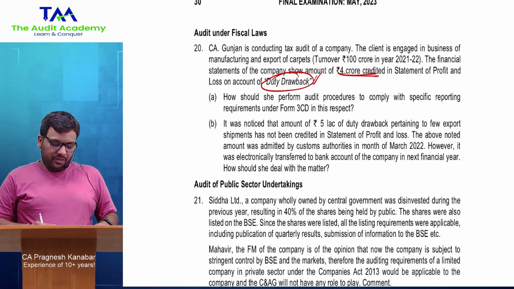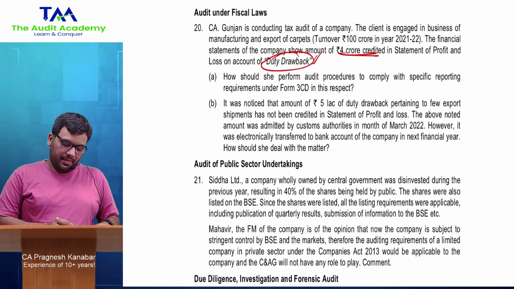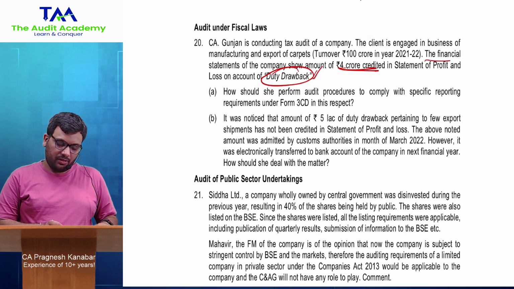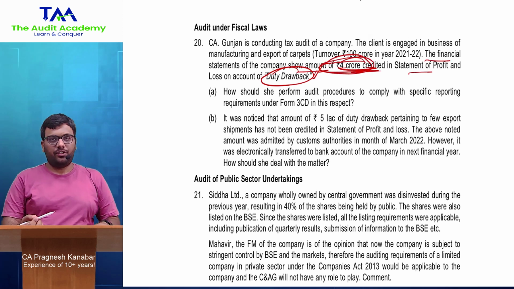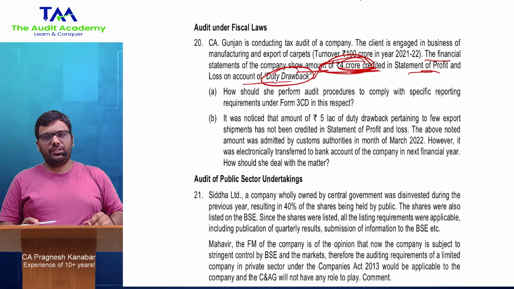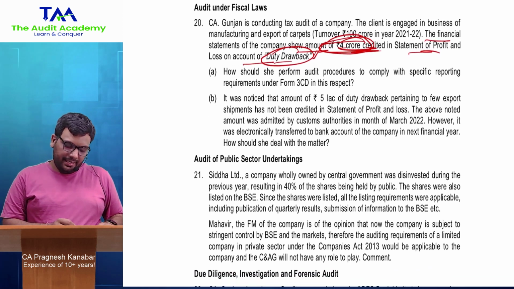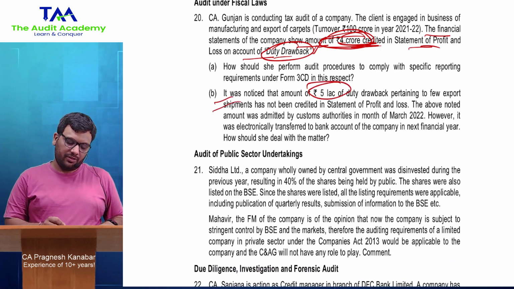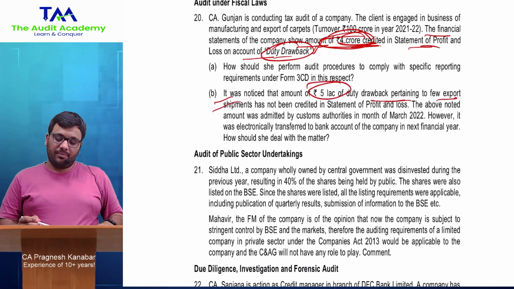ऑलराइट, सो एवरीवन ओवर हियर, it was noticed okay, the financial statements of the company show amount of rupees 4 crore credited in the statement of P&L on the account of duty drawback. तो उसके लिए क्या क्या ऑडिट प्रोसीजर्स होनी चाहिए, तो द बेसिक पॉइंट है. लेकिन यहाँ पे देखो, it was noticed that amount of rupees 5 lakh of duty drawback pertaining to few export shipments has not been credited in the statement of P&L.